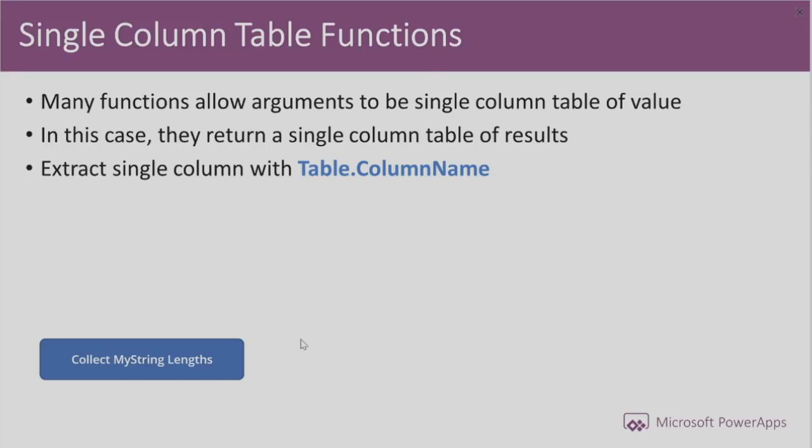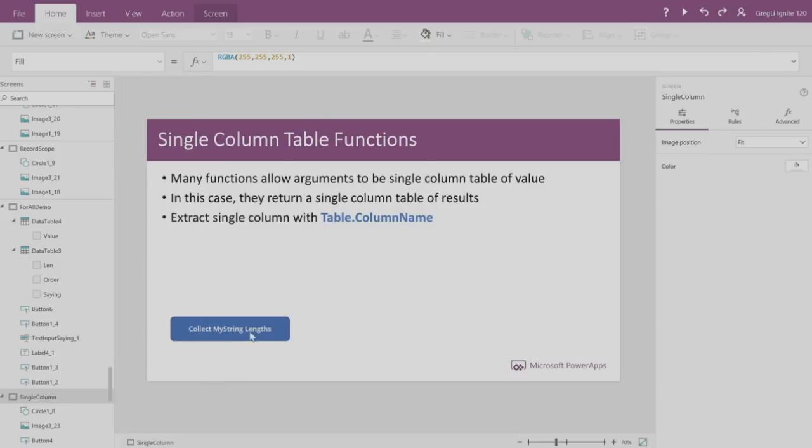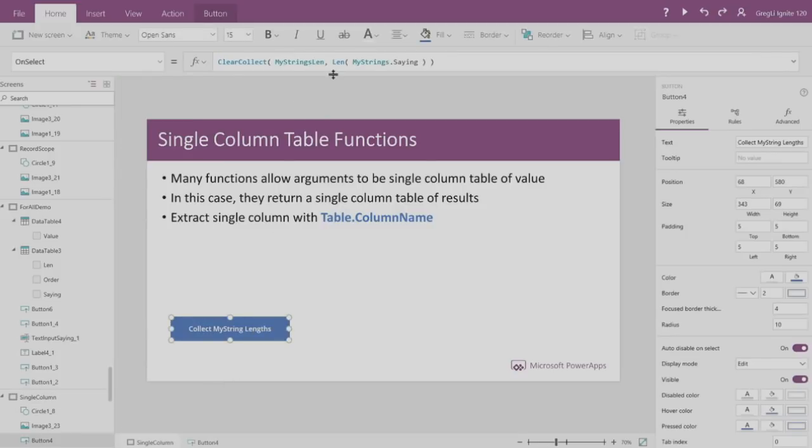So I'm going to show you this button. It's going to do a collect of my string lengths. It's going to take the length of each string, pull that out, and put it into a new table. So that notation about my strings.saying is going to pull a single column table, and you're going to run length across it.